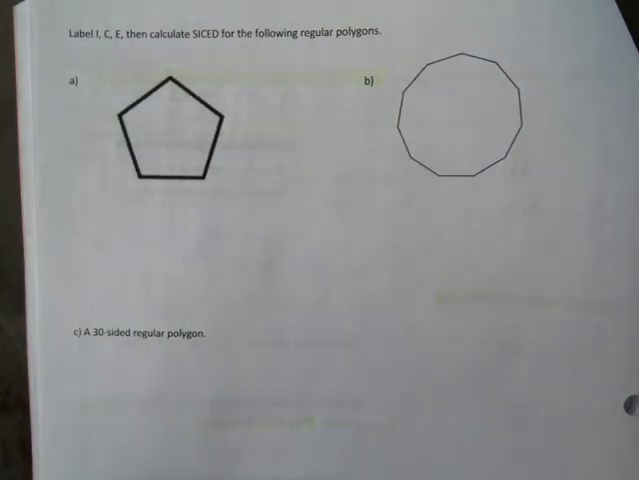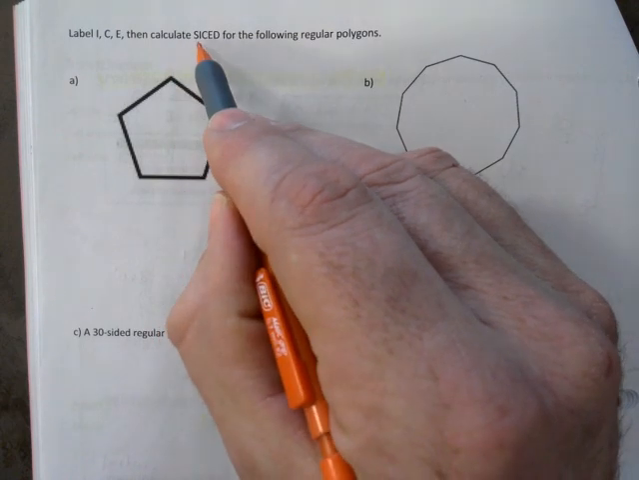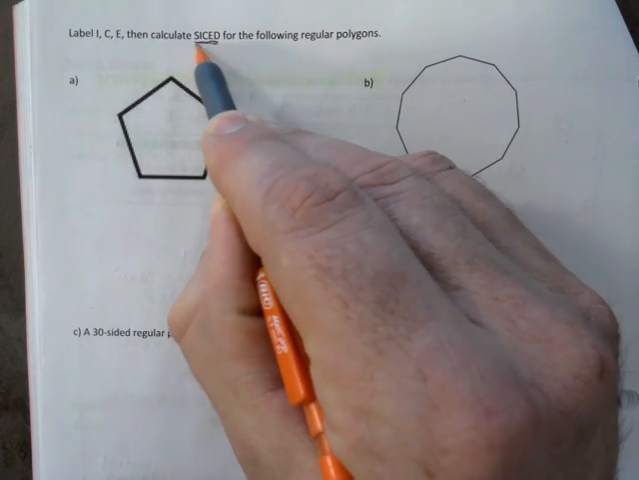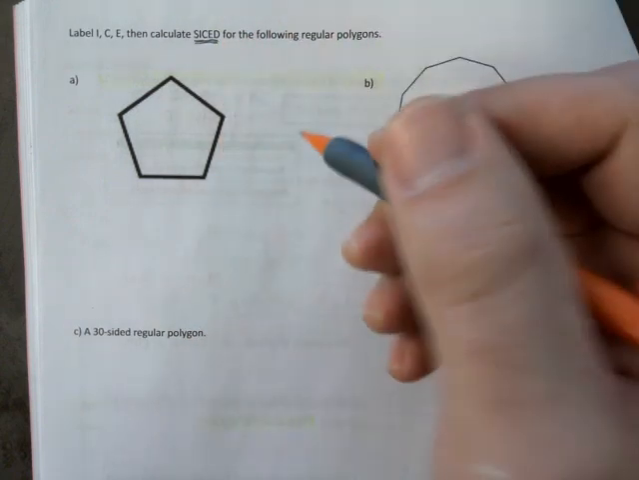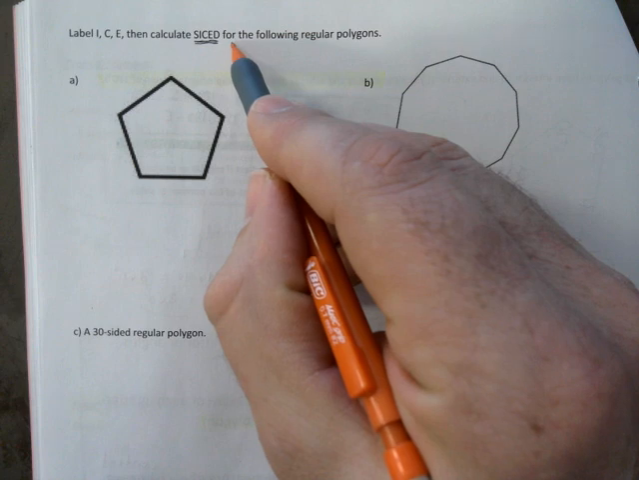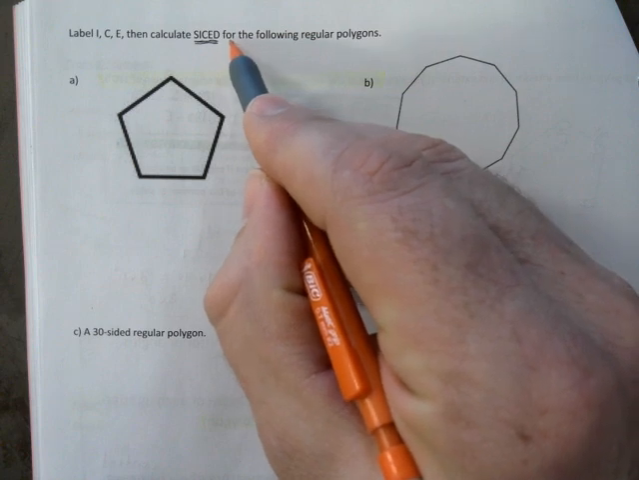Label I, S, C, E, D, then calculate. I tried to do something smart here. I'm psyched about polygons, but it doesn't quite work. Anyways, never mind. My jokes are not always the greatest.